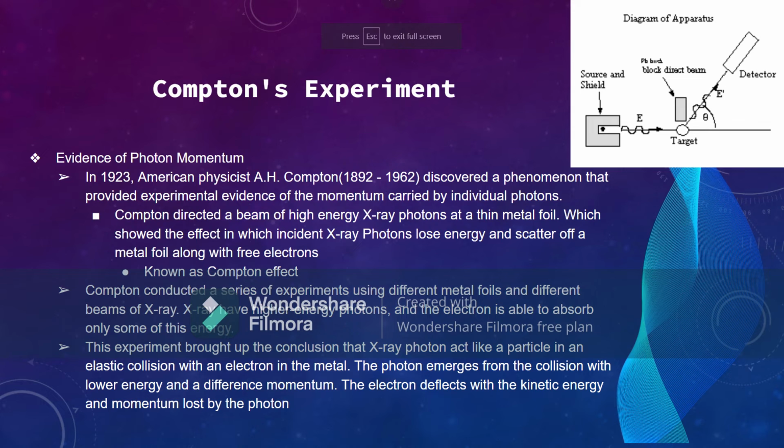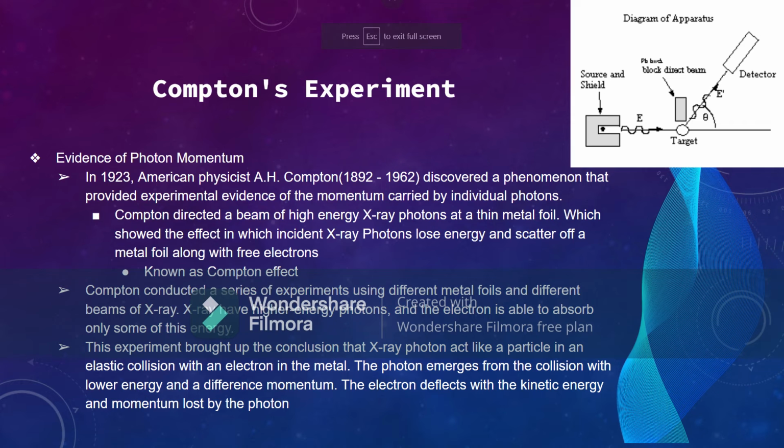Compton's experiment, evidence of photon momentum. In 1923, American physicist A.H. Compton, 1892 to 1962, discovered a phenomenon that provided experimental evidence of the momentum carried by individual photons. Compton directed a beam of high-energy X-ray photons at a thin metal foil, which showed the effect in which incident X-ray photons lose energy and scatter off a metal foil along with a free electron, known as the Compton effect. Compton conducted a series of experiments using different metal foils and different beams of X-ray.